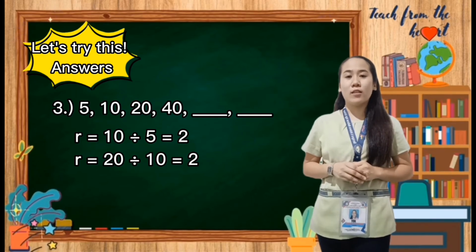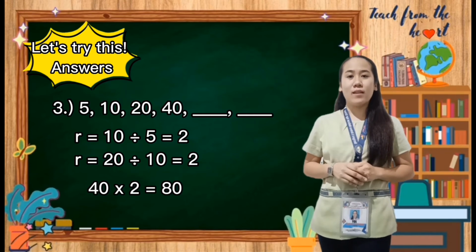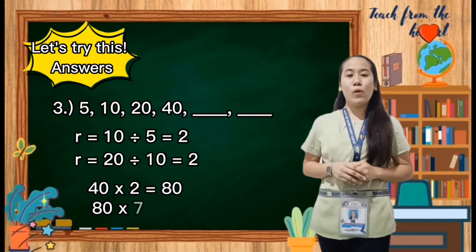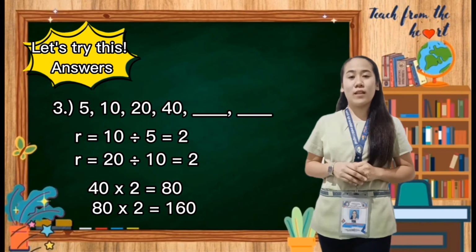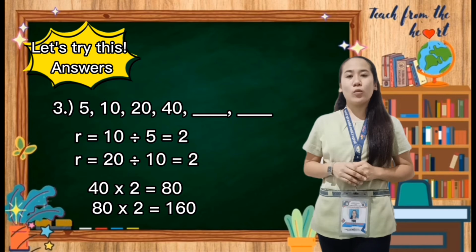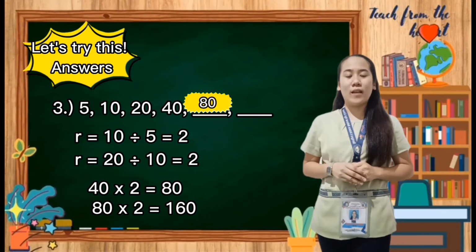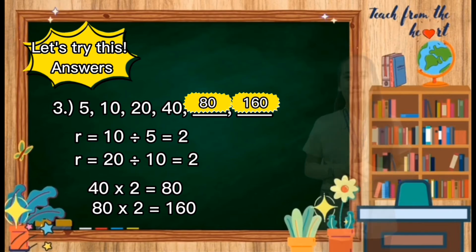So 40 times 2 is equal to 80. And then 80 times 2 is equal to 160. So the next two terms in the sequence 5, 10, 20, 40 are 80 and 160.